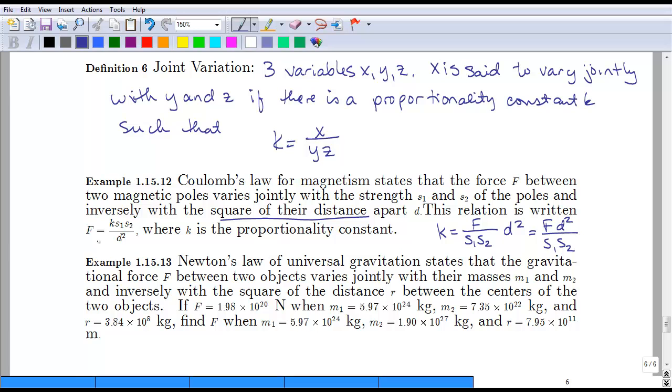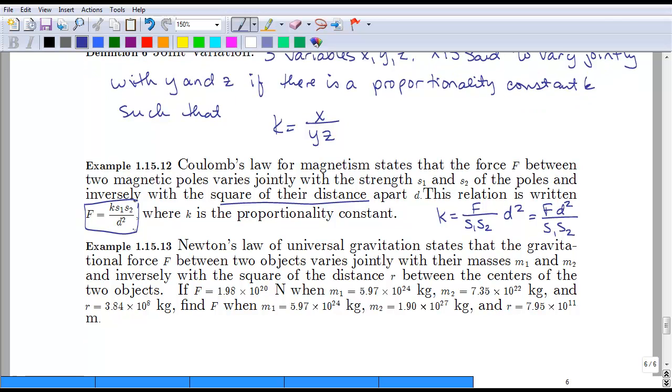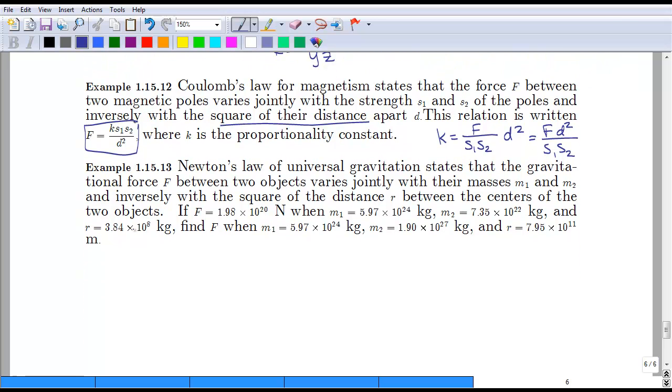So you see over here, already written is another version of this. If we just solved exclusively for F, we would multiply the S1 and S2 over and divide by the d squared, and we get the formula that's written in the box on the left. We'll try one example of this.